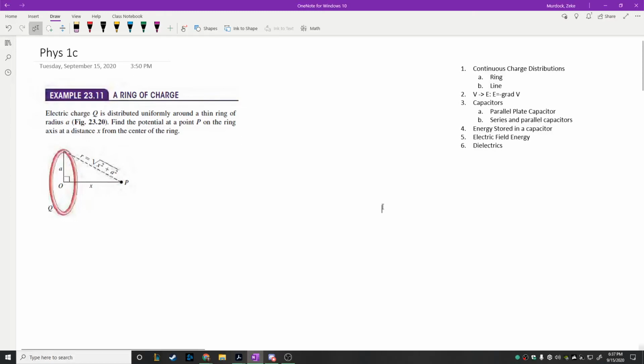All right, so we are going to talk tonight, this is Physics 1C for September 15th, about how to solve some things with continuous charge distributions. When we're talking about electric potential, we're going to talk about a way to move from electric potential to electric field by using something called the gradient and derivatives, partial derivatives, and then we'll solve some problems with that idea. And then we're going to talk about capacitors.